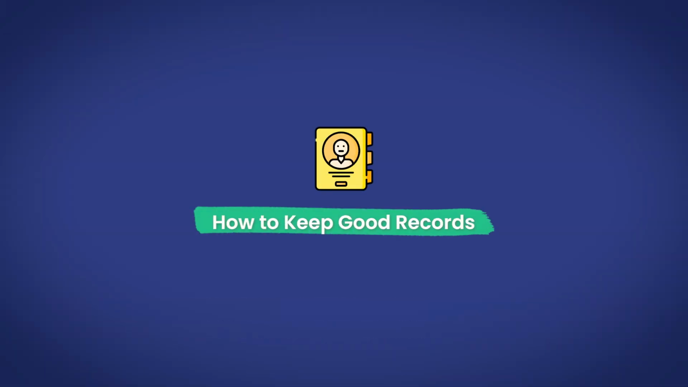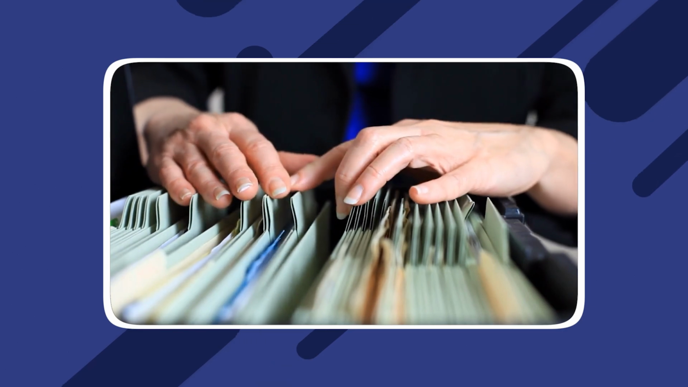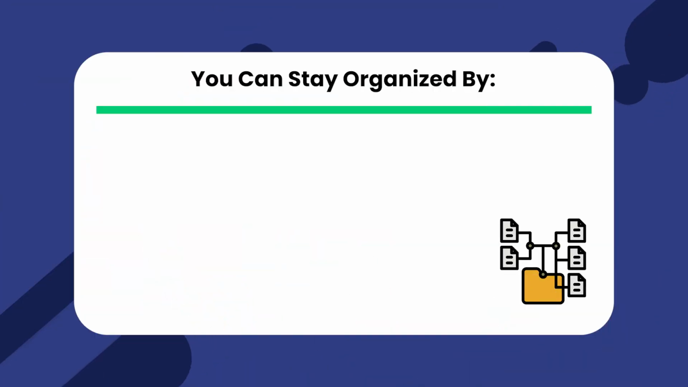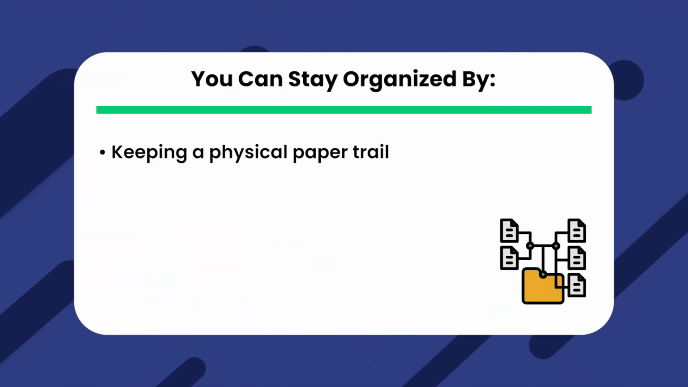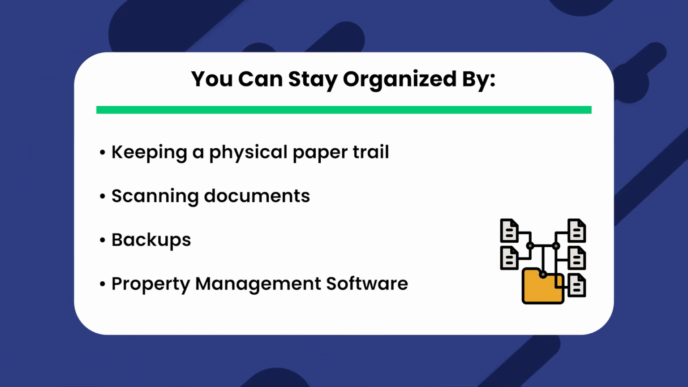How to keep good records. If the tenant disagrees with the eviction request and they reply to the court, it's very important that you keep extremely good records of everything so you can provide proof to the judge and win your case. This part can make or break your entire eviction request in the event of a dispute. You can stay organized by keeping a physical paper trail, scanning documents, backups, and property management software.